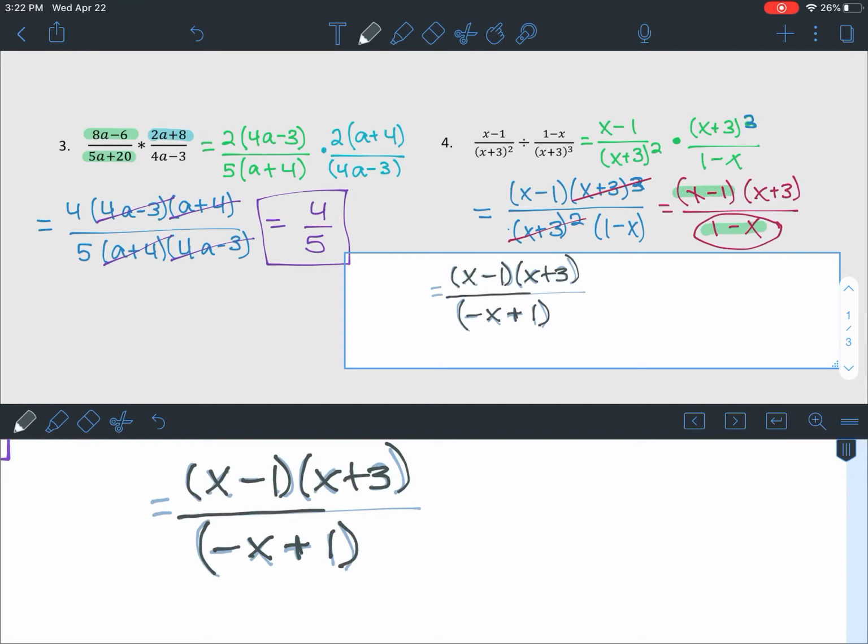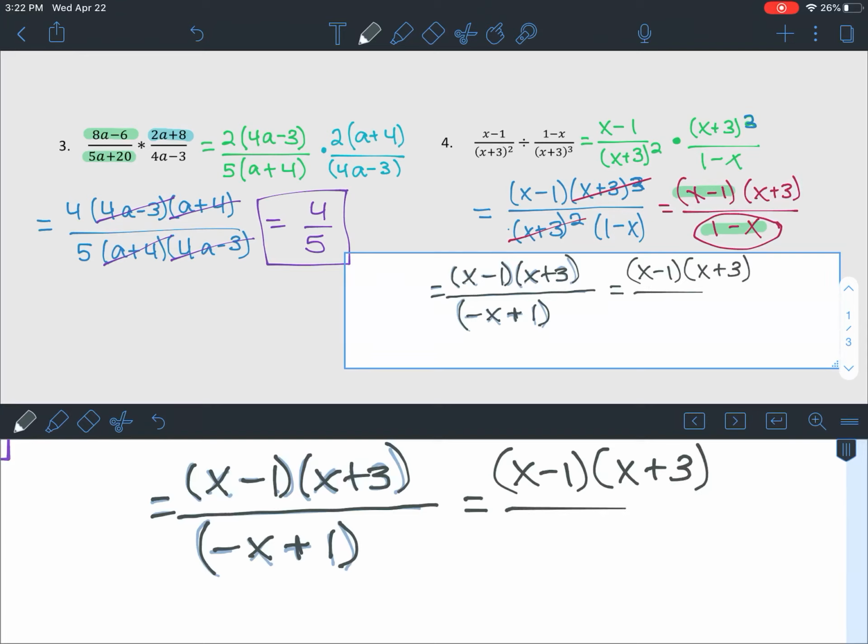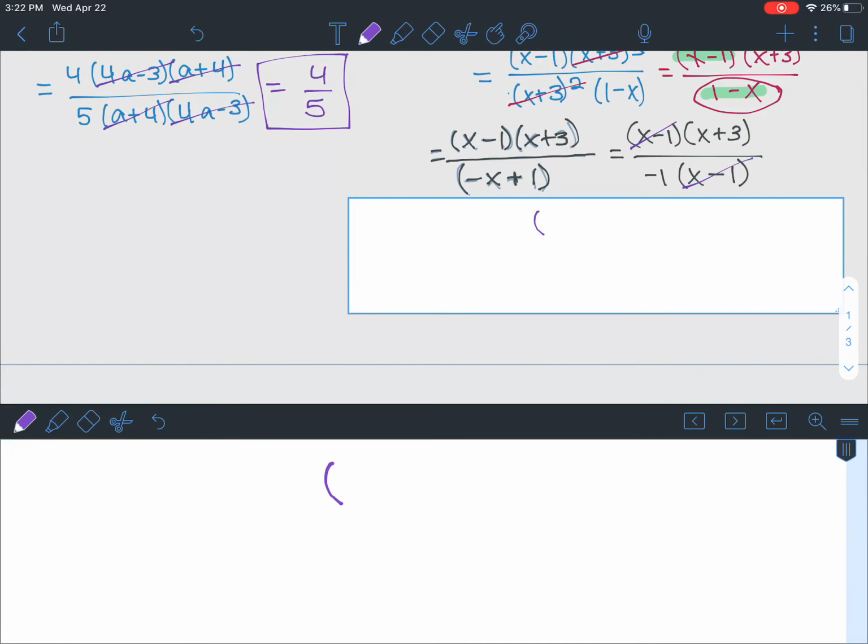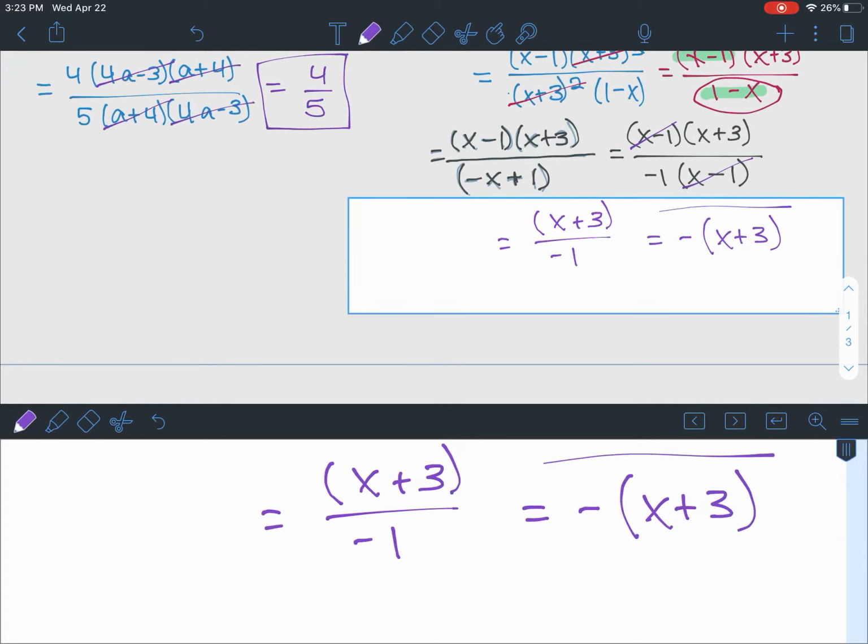So all I did here was just flip where my x and my 1 were on that bottom. So when I do this, you can see that I'm getting closer to that x minus 1 on top, but I'm going to do one more thing on the bottom. And I'm going to factor out a negative 1. And when I do that, I end up with x minus 1 on the bottom, which makes me happy because then I can cross out my x minus 1's. And I'm left with x plus 3 over negative 1, which you could also just say is negative x plus 3.